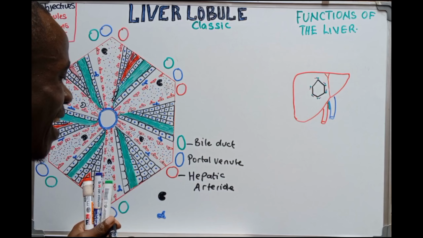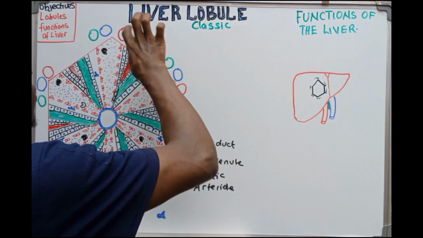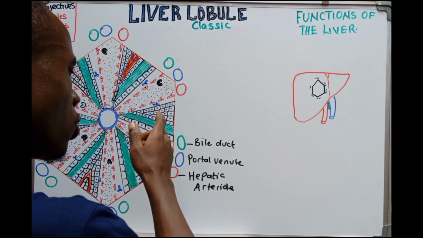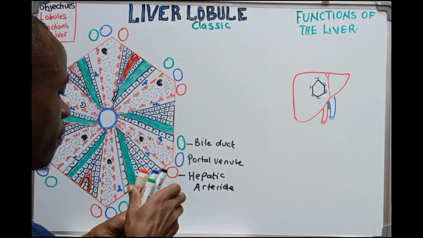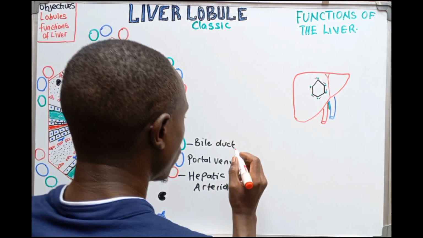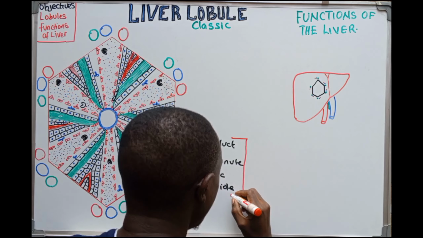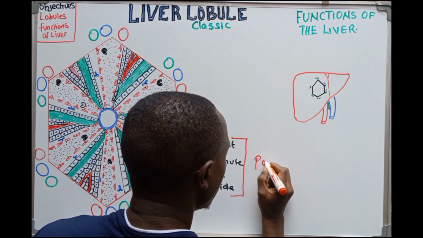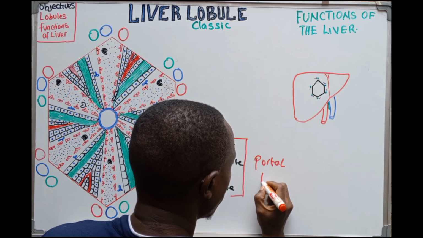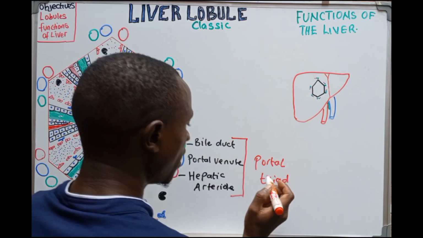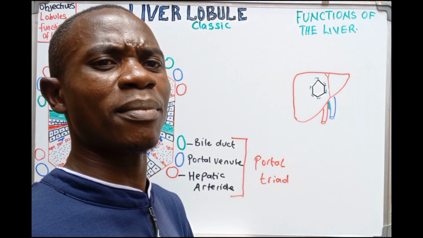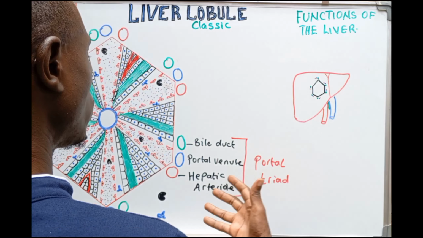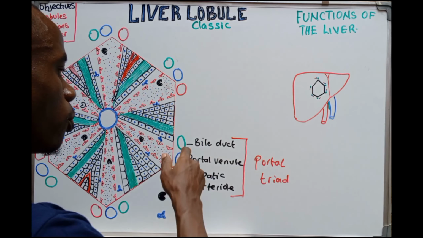Okay. So now these structures are going to be the same on all corners of this hexagonal structure we are calling the liver lobule. Now, these 3 structures collectively are what we call the portal triad. However, you should keep in mind that I will also have some other tiny structures that are going to be entering through this portal tract.